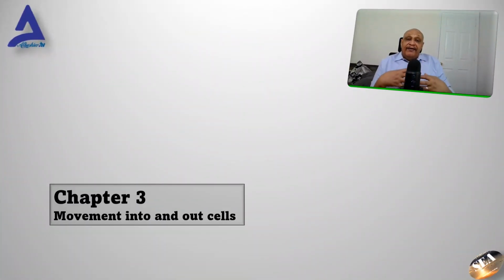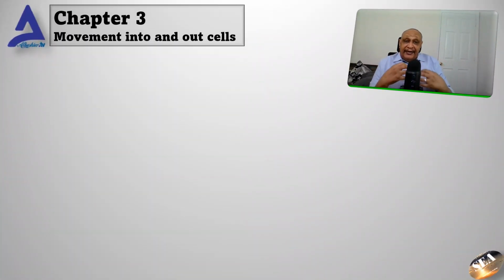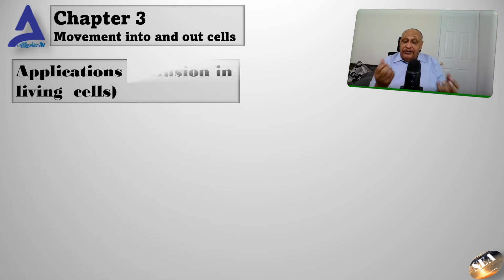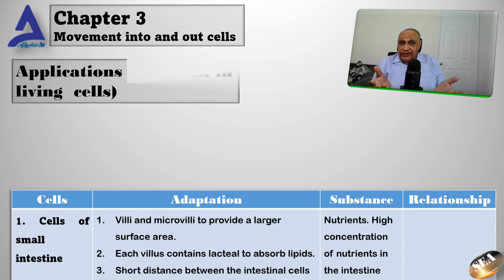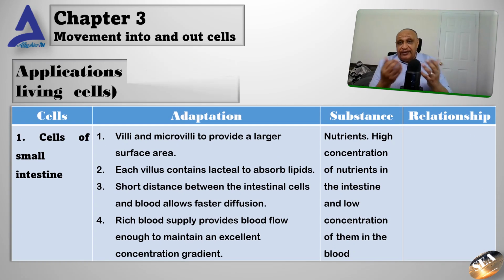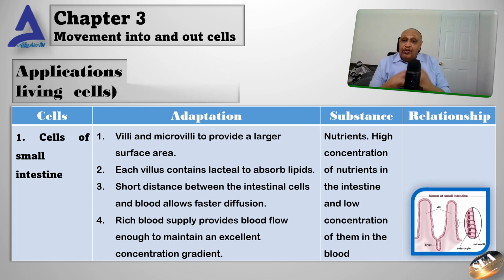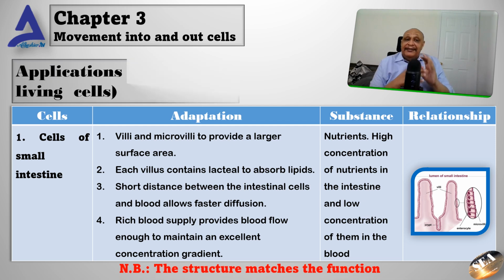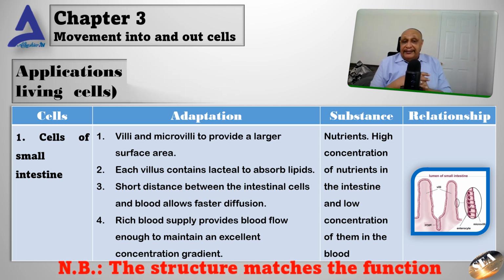Now we have the theory of diffusion, and now we would like to apply this theory in biology. To apply it to biology, we'll see how it works. Does it work, or do we just say something that is not working? Now let us go and see the cells of the small intestine.